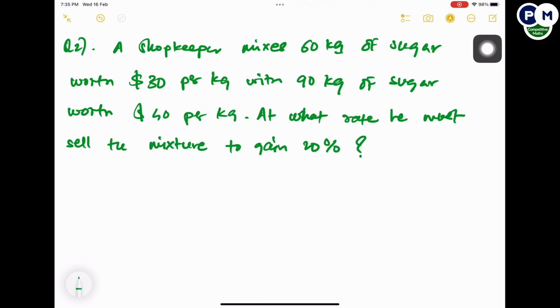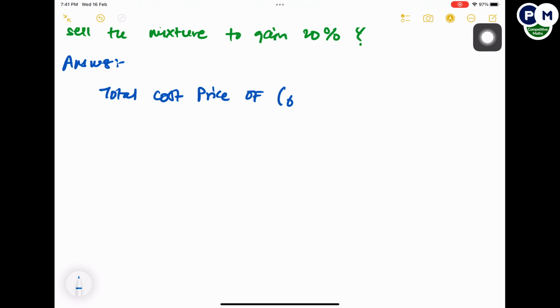A shopkeeper mixes 60 kilograms of sugar worth $30 per kg with 90 kilograms of sugar worth $40 per kg. At what rate he must sell the mixture to gain 20%? Here is an answer with explanation.